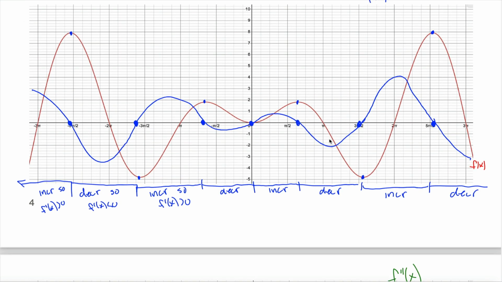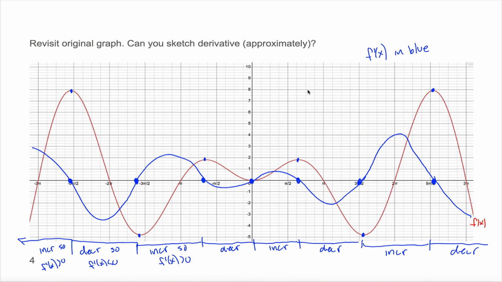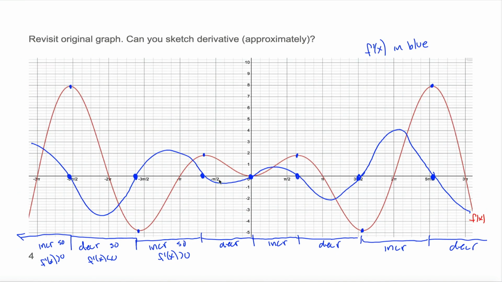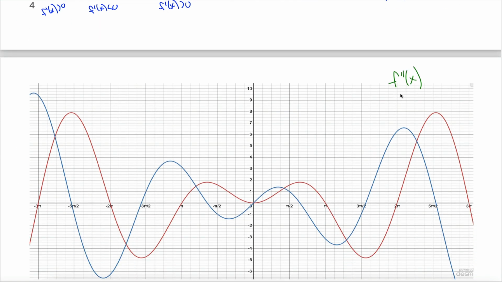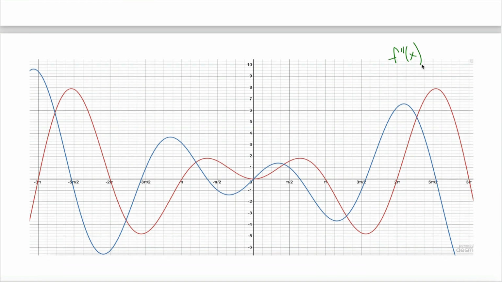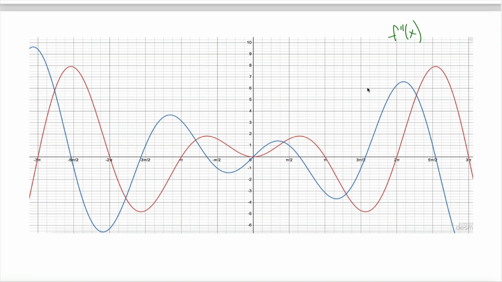If you think about how we started out coming up with this graph in blue, we first figured out all the zeros of the graph in blue. Zeros of the graph in blue correspond with critical values of the graph in red, because the graph in blue is the first derivative. But we don't want to sketch the first derivative, we want to sketch the second derivative. So if we want to know when the second derivative equals 0, we're not looking for critical values of the graph in red, we're looking for inflection points of the graph in red. Unfortunately, inflection points are a little bit harder to see, but I think we'll be able to do it.